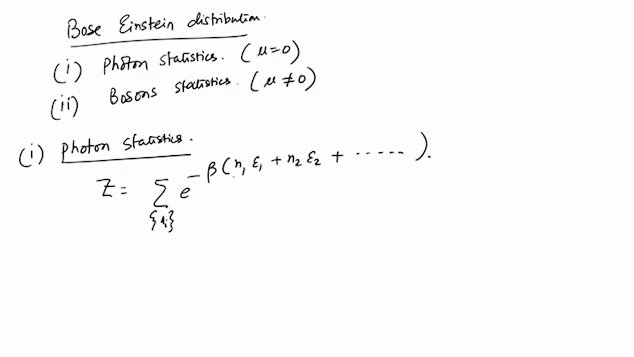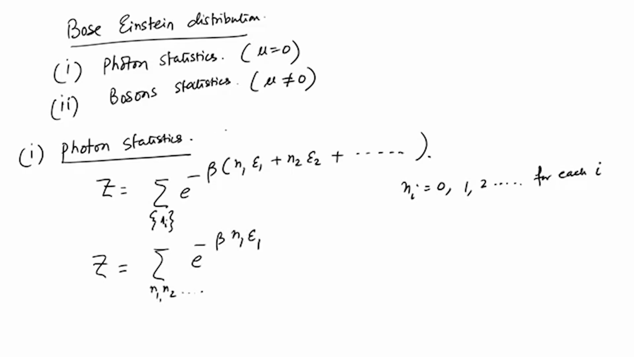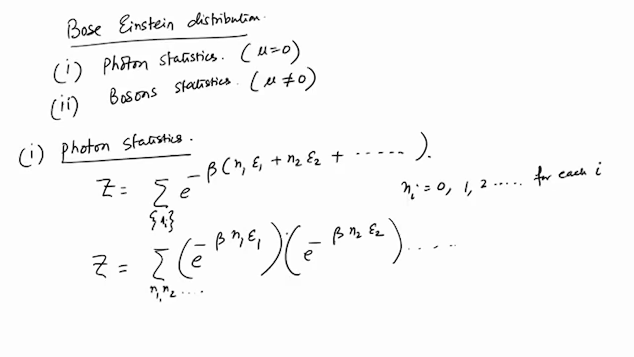So, these ni's are like 0, 1, 2, etc. for each I. Okay. And this sum has to be calculated. Okay. And it is easy to see that this sum actually factorizes, and we can write down the partition function as n1, n2 and so on, and then exponential minus beta n1 epsilon 1 into exponential minus beta n2 epsilon 2 and so on, and all these brackets. Okay. And because of this factorization of the partition function, it is easy to evaluate it, and what one gets is the following.